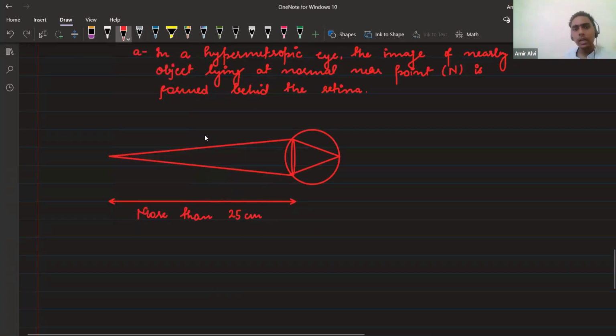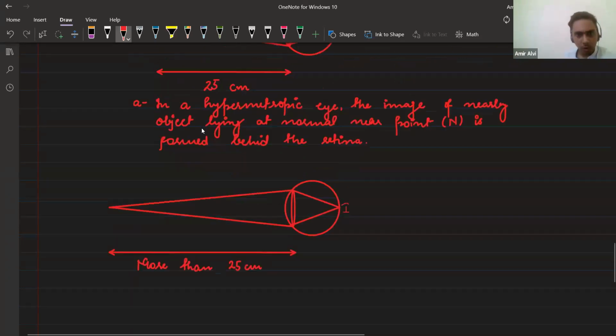Now, as you can see, this is more than 25 centimeters. So the image is basically forming at the retina. Yes or no, children? Yes, sir. Okay? So this is the eye. Okay? So it is greater than the actual normal near point. Okay? So this is the normal near point of this eye.